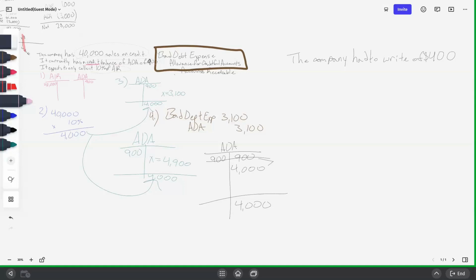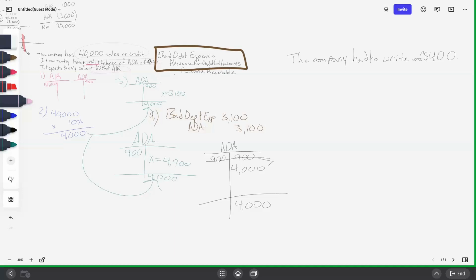And that 3,100 is basically saying we already had 900. So now we have to get 3,100 to make it 4,000. So did we pay off that 900? You don't have to, basically. That 900 was left over from last year, what we expected. Oh, so your allowance for doubtful accounts doesn't go away, you just update it.